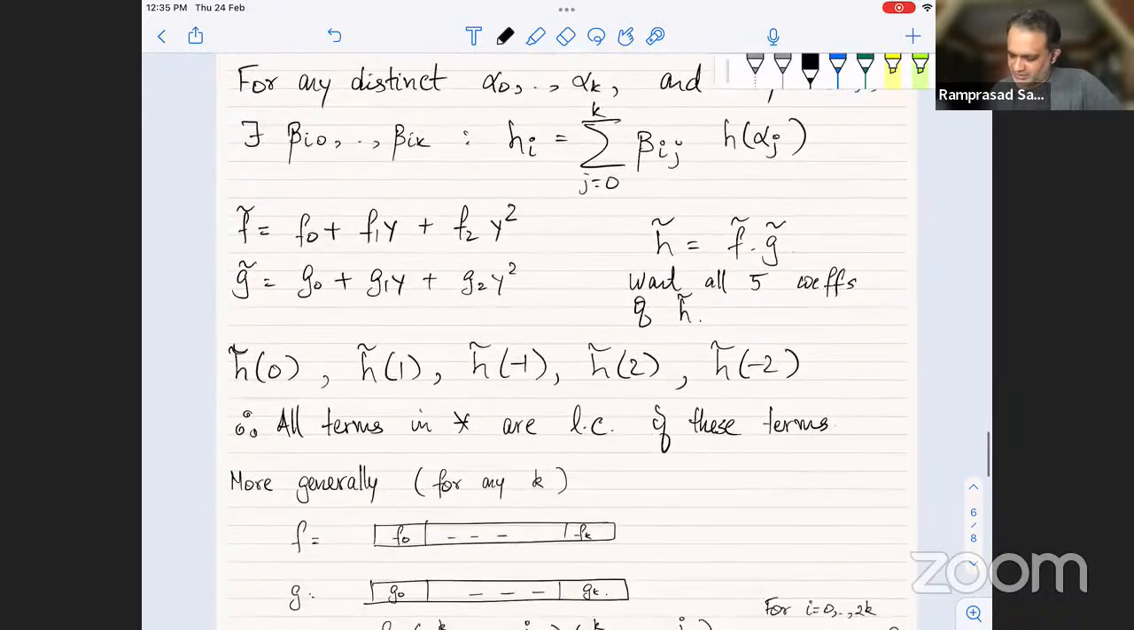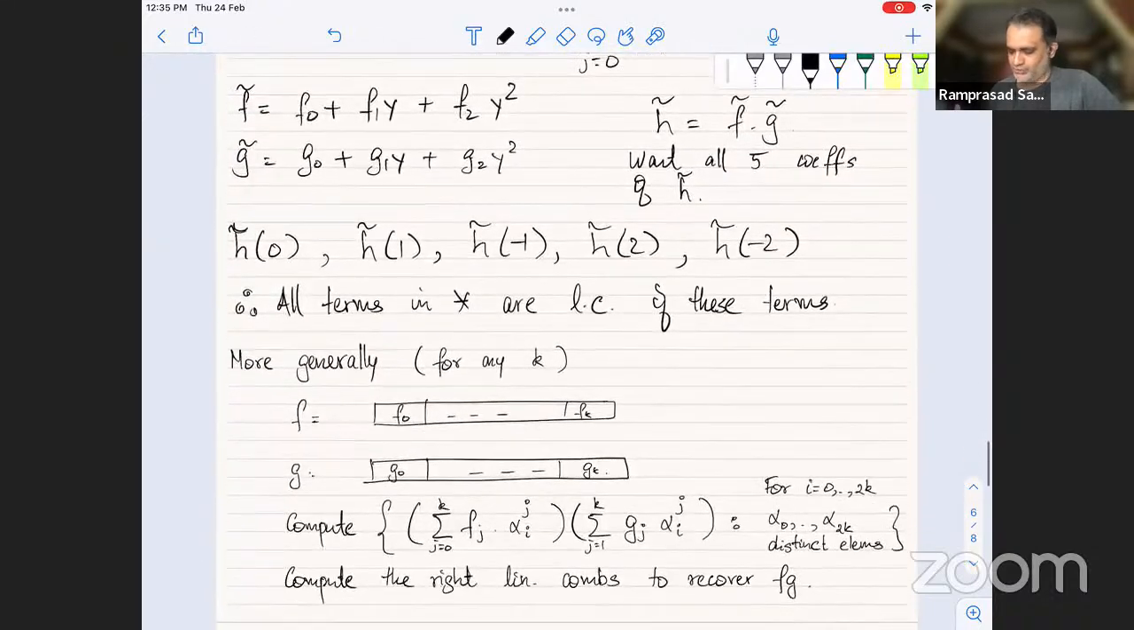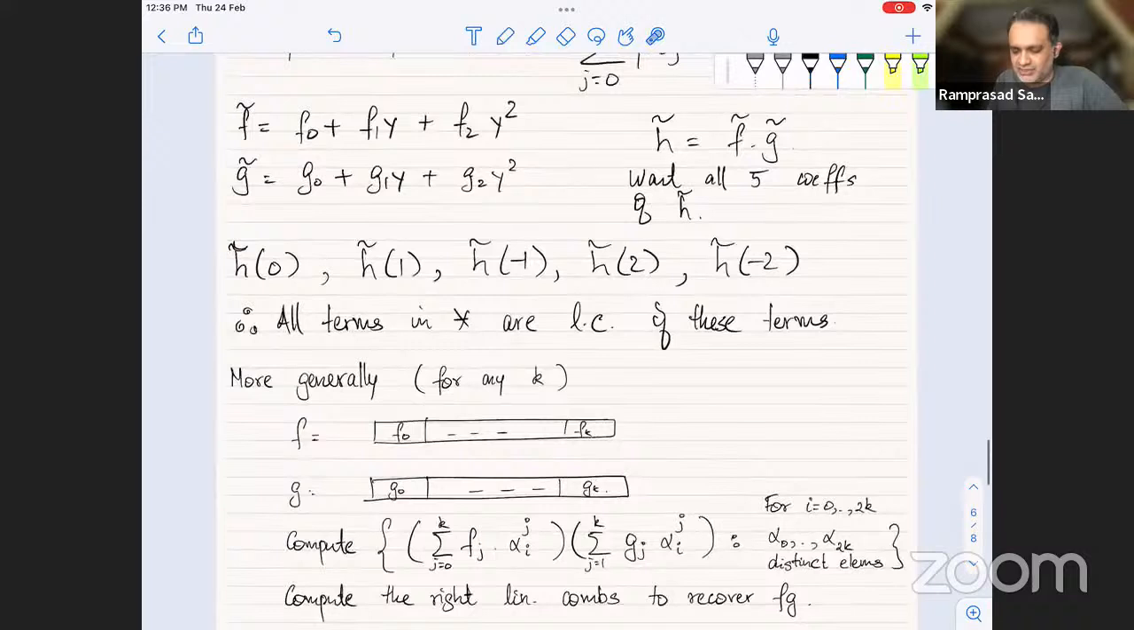So more generally, what you would want to do is this. You will take your polynomials f and g, split them into, I don't know, k plus 1 blocks or k blocks or something. Think of them as f tildes and g tildes. In Karatsuba, we had chosen it to be a degree 1 polynomial. In this, we chose it to be a degree 2 polynomial, but in general, you could choose it to be a degree k polynomial. That is, you have k plus 1 blocks.